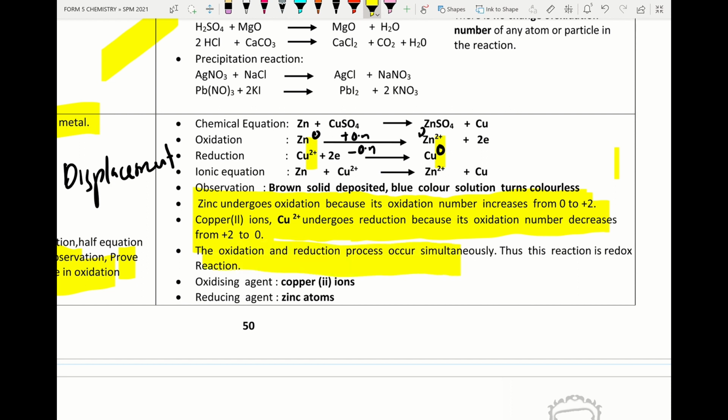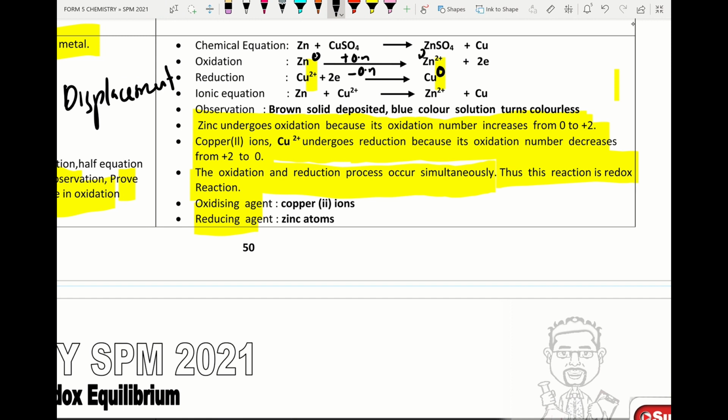When oxidation and reduction occur simultaneously, the reaction is called redox. Please remember to state the oxidizing agent and reducing agent. How to find the oxidizing agent? Write redox and cancel the OX. Which reactant undergoes reduction? Copper 2 ion. Please name the ion as copper 2 ion.